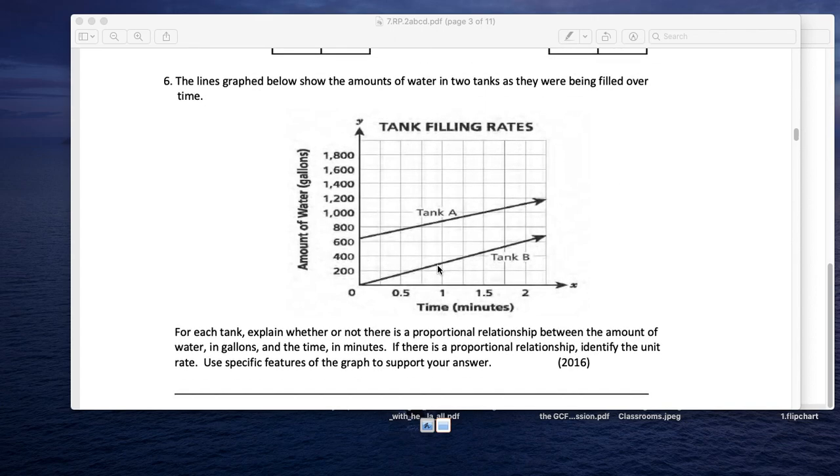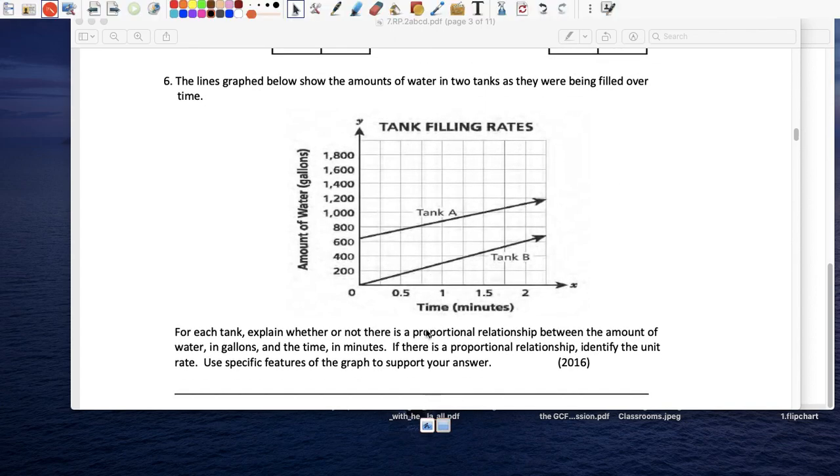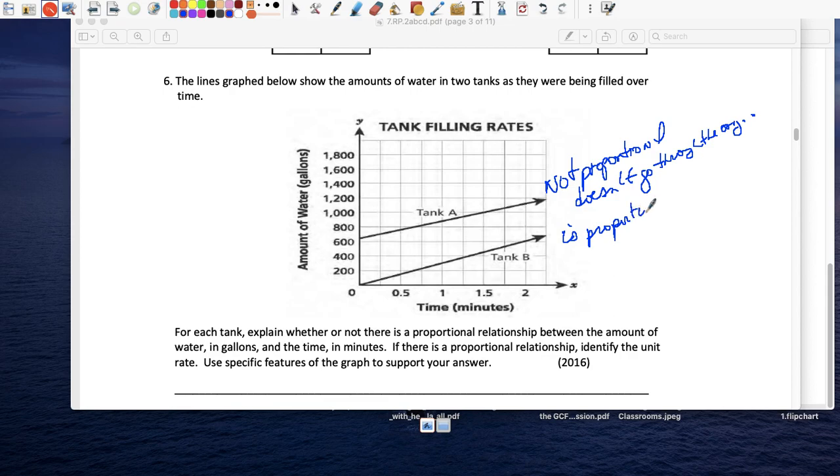We did this on a test, right? This is a question on your test. So which one is proportional? Well, A is not proportional. We already know that. Not proportional because it doesn't go through the origin, right? So that's what you would write: doesn't go through the origin, 0, 0. B is proportional. So that's what you would write in your explanation, because it goes through the origin. Sorry about my handwriting. Origin. And it's a straight line.